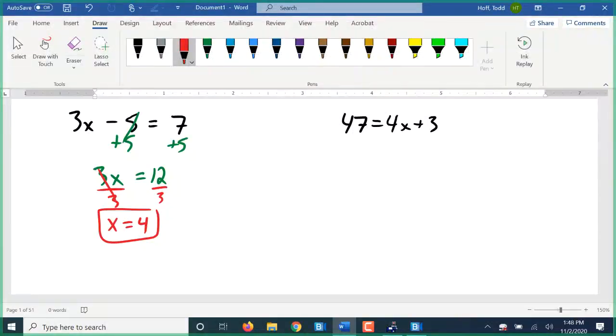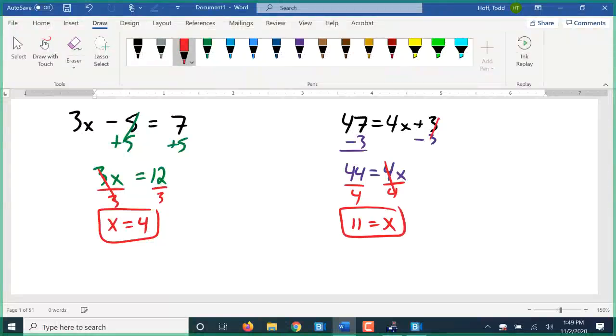Second one over here. We need to subtract 3 first. We have 44 equals 4x. Then we'll divide by 4. Get 11 equals x. Any questions on those?